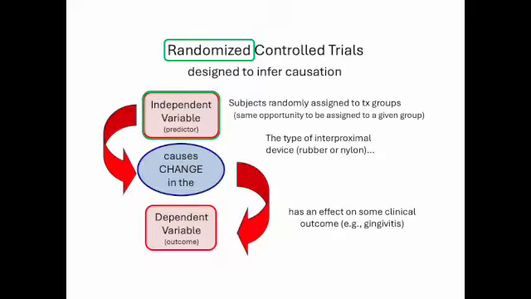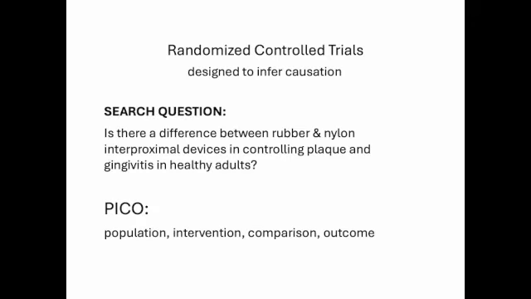We're going to be looking for randomized controlled trials. The search question, this is a good search question because it's answerable. The framework that was used to develop this search question is something you probably have heard of, PICO. The elements that must be in that search question are the population, who are you studying? And in this case, it's healthy adults. What is the intervention? We'll say that it's the rubber device. Comparison is the nylon device.